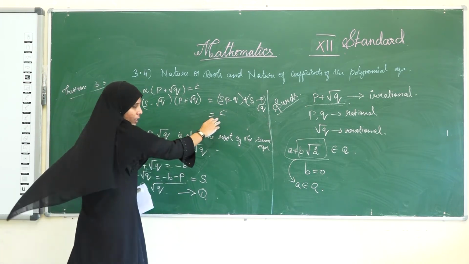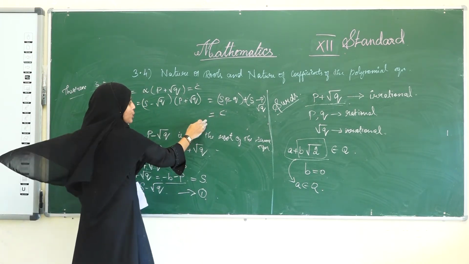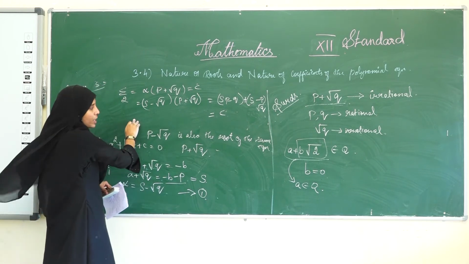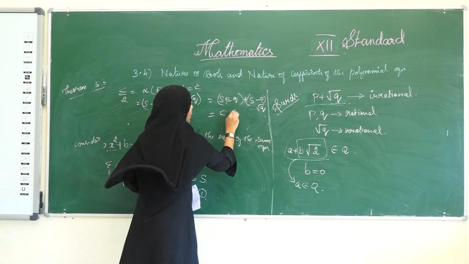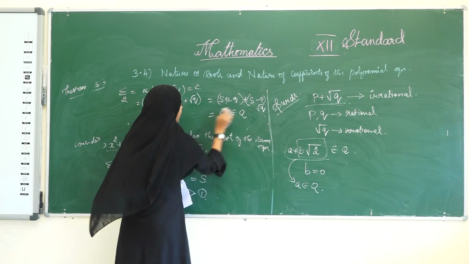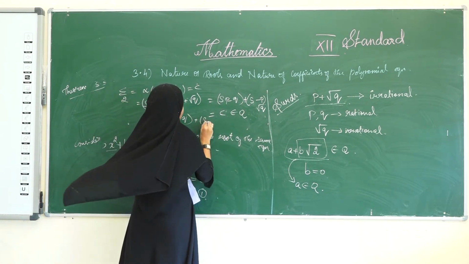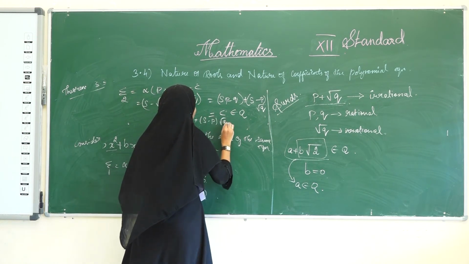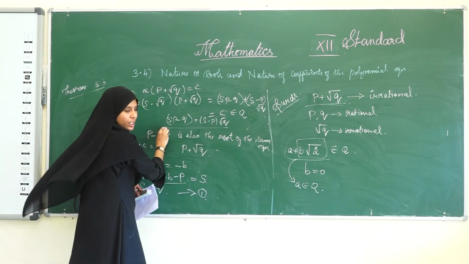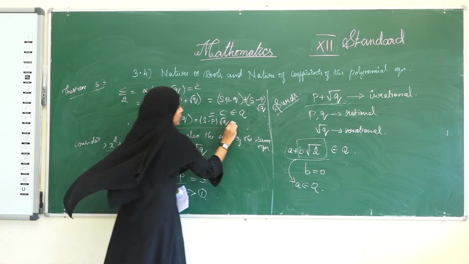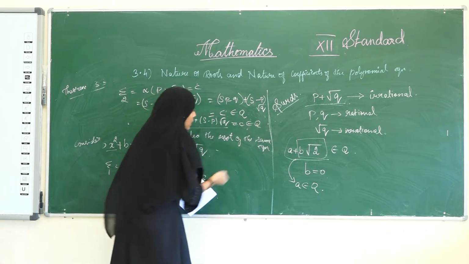See, here in the question, the statement they have given is that the coefficients of the quadratic equation are rational numbers. So c is a rational number, which belongs to Q. But consider this type: sp minus q some value plus s minus p into root q. See, this is in the format of irrational numbers, which is equal to c, which belongs to Q.